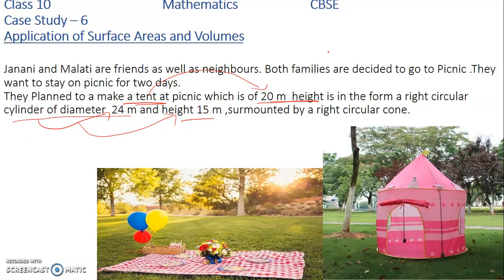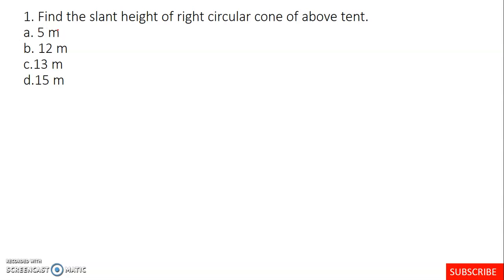According to the situation, there are totally 5 case study based questions. Please watch until the end of the video. I will explain the 5 case study based questions on the situation. Go to the first question: you have to find the slant height of the right circular cone of the tent.